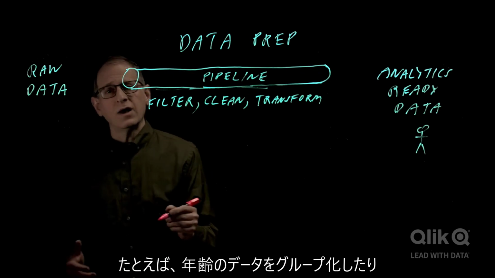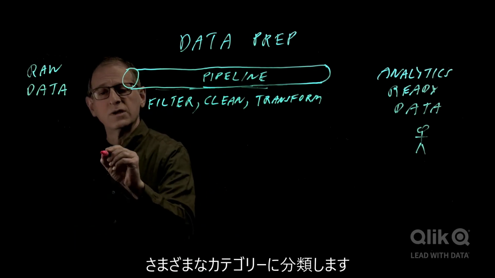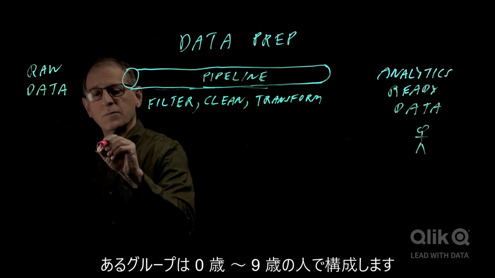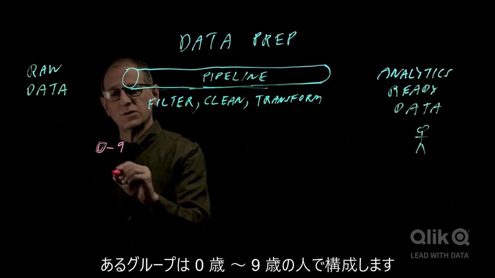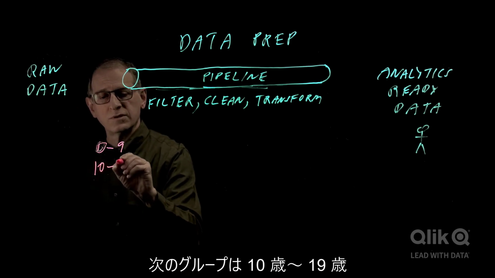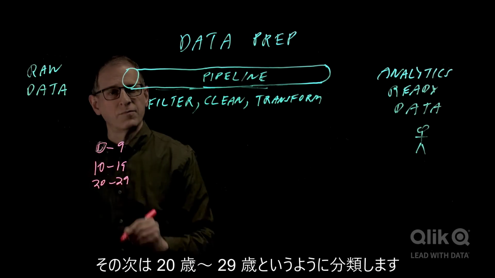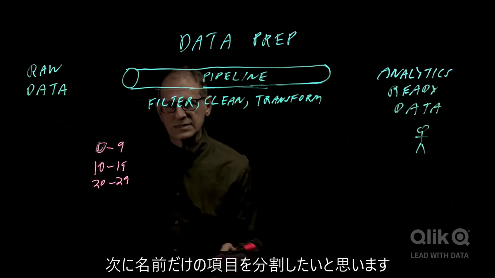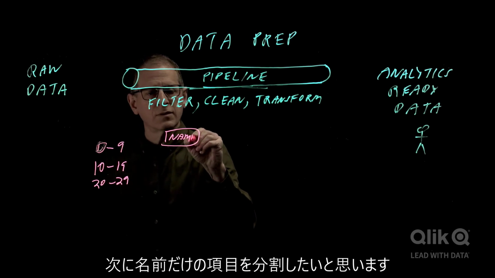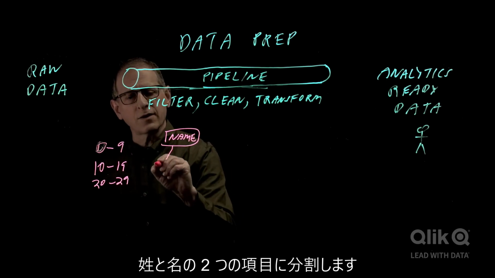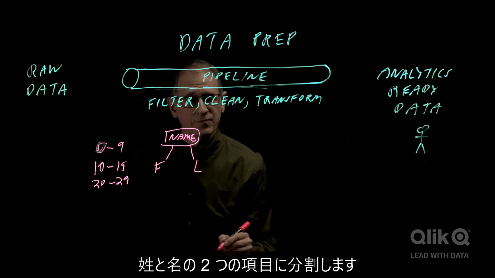Let's say you have people's ages, and you want to group them or bin them into various categories. So for example, my one group is going to be all the people who have ages between 0 and 9. My next group is 10 to 19, 20 to 29, etc. Then let's say I have a field that's just name, but I want to split that out into two fields. One's first name and the other's last name.